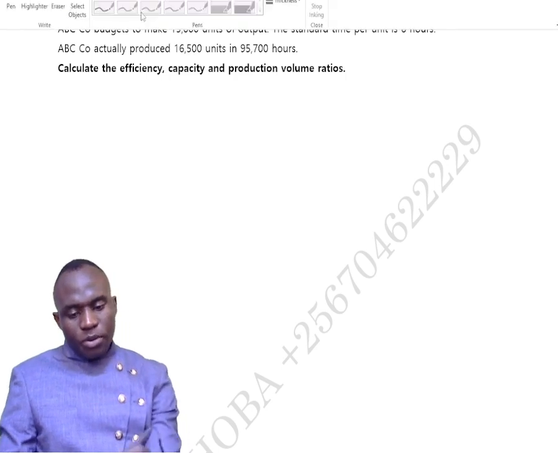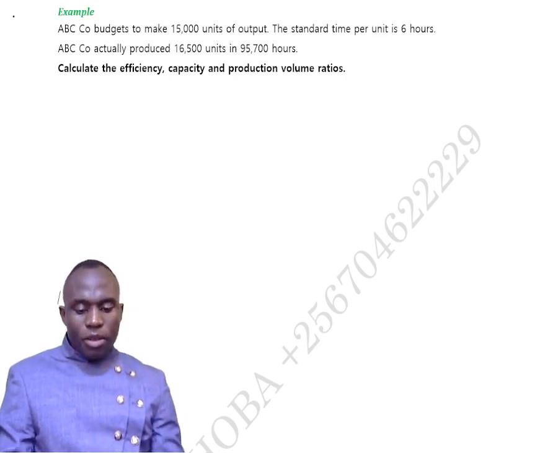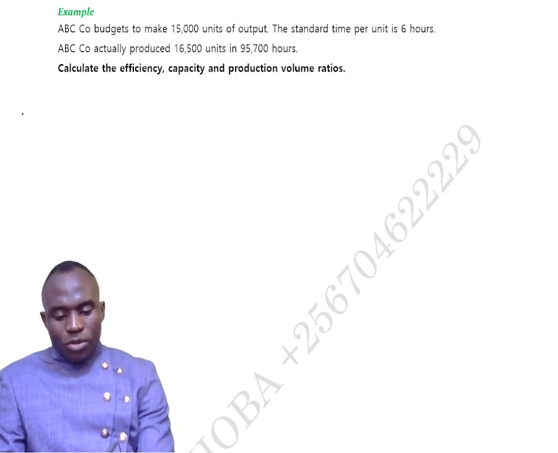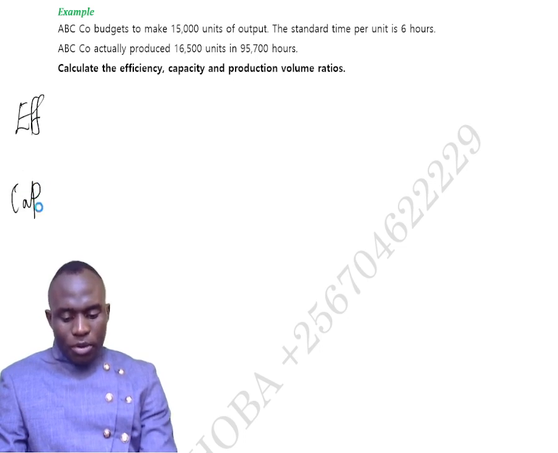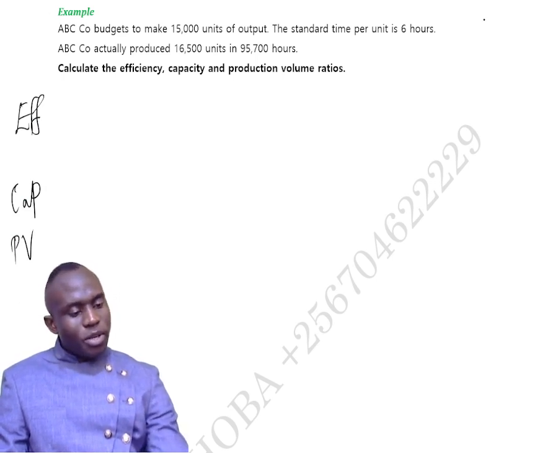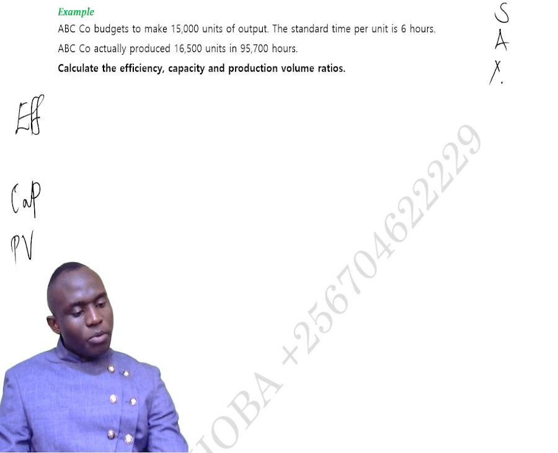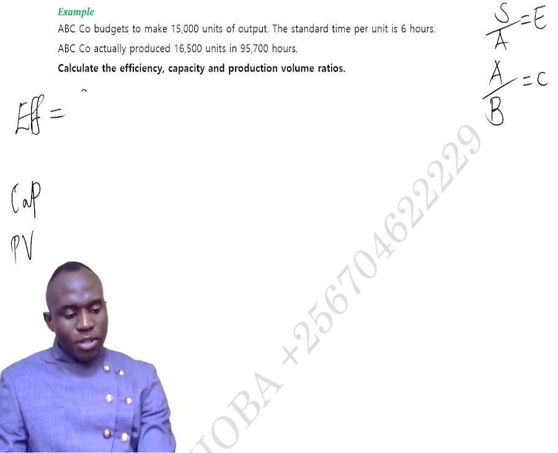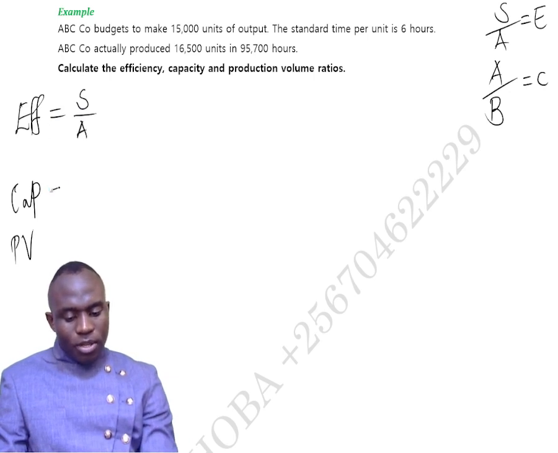So we can look at a question and they want us to calculate all the three ratios. They have said we should calculate the efficiency ratio, the capacity ratio, and the production volume ratio. Remember what I've just told you, it is the word sub, but it is written downwards. So it is alphabet AB is equal to capacity, DE is equal to efficiency. So efficiency is standard over actual, capacity is actual over budgeted, and production volume, you remove what is in between. So it is standard over budgeted.